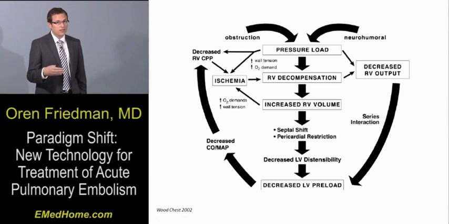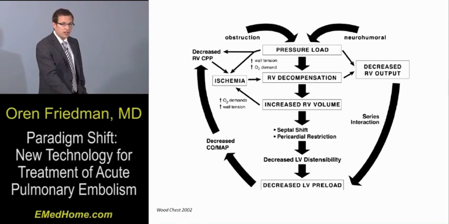And as your right ventricle begins to fail, your interventricular septum begins to push into the left ventricle. And when it pushes into the left ventricle, it further impedes LV diastolic filling. So there's a double situation of why your LV cardiac output begins to fall. Now, when your left ventricular cardiac output falls, eventually your systemic blood pressure falls.